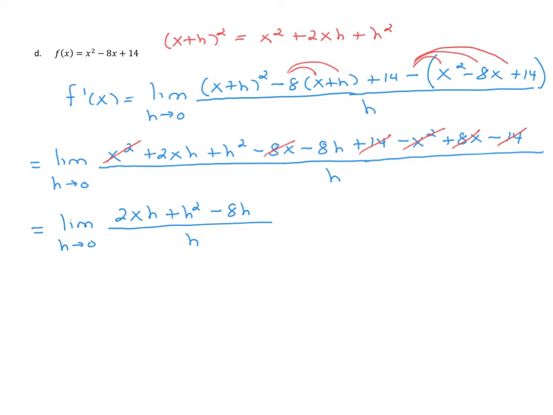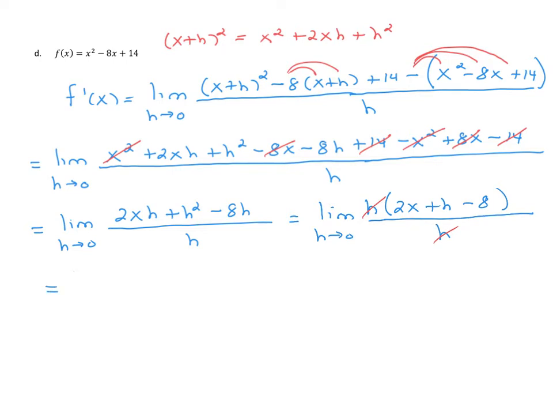because there's at least one h in every term within the numerator. So said another way, this is the limit as h goes to 0 of, like if you think of factoring, if you factor an h out from the top, you get 2x plus h minus 8 all over h. Therefore, this h and that h cancel.